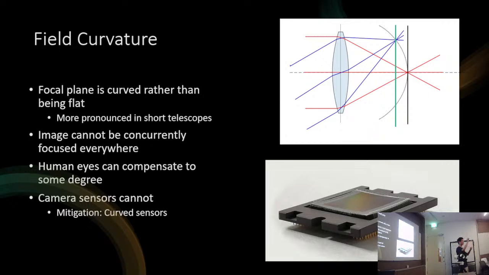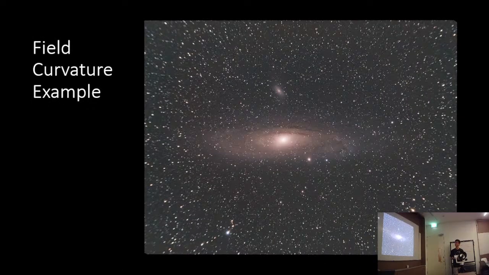You look at a lot of different objects in the sky at once, and you want to do it with high precision. So that means that we need to be able to mitigate this field curvature quite clearly. So here's an example of what field curvature looks like.